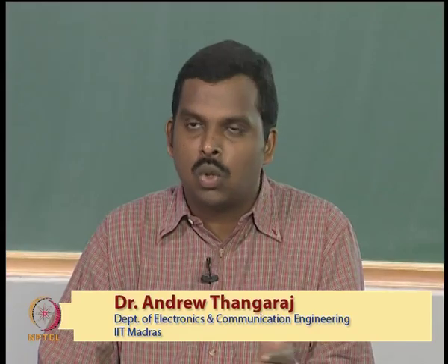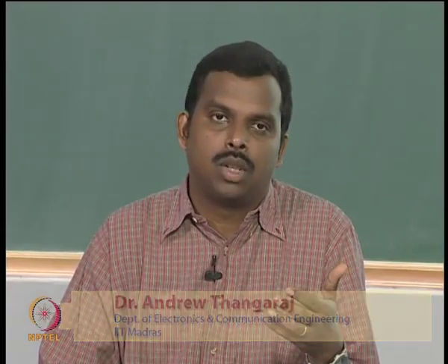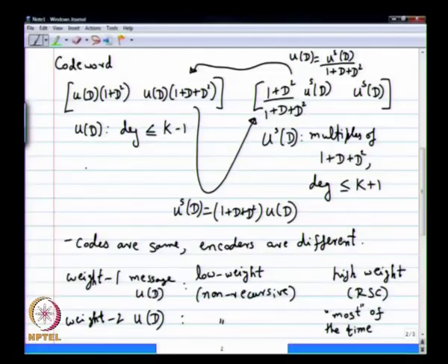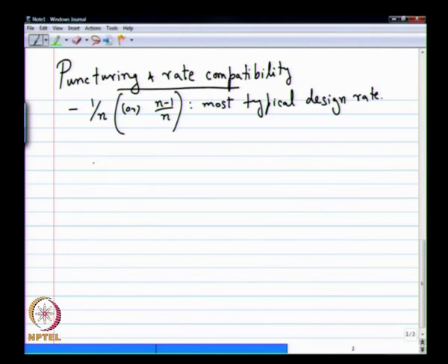So then how do you come up with those codes from a rate 1/3 encoder? You have to use puncturing. The typical way in which it's done is the following. You have a mother code, which is maybe a rate 1/3 code. Here's an example. Once again, there are so many other ways of doing it.